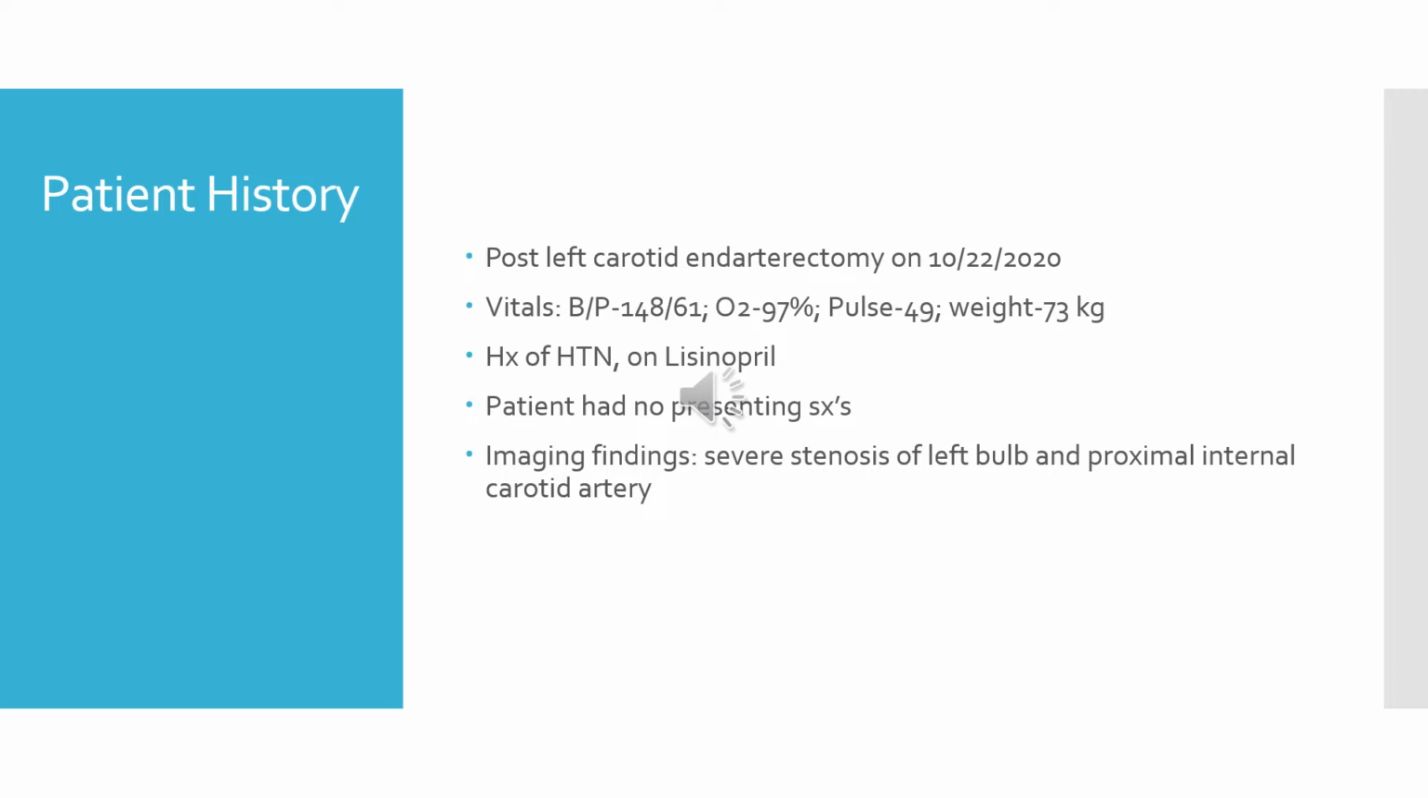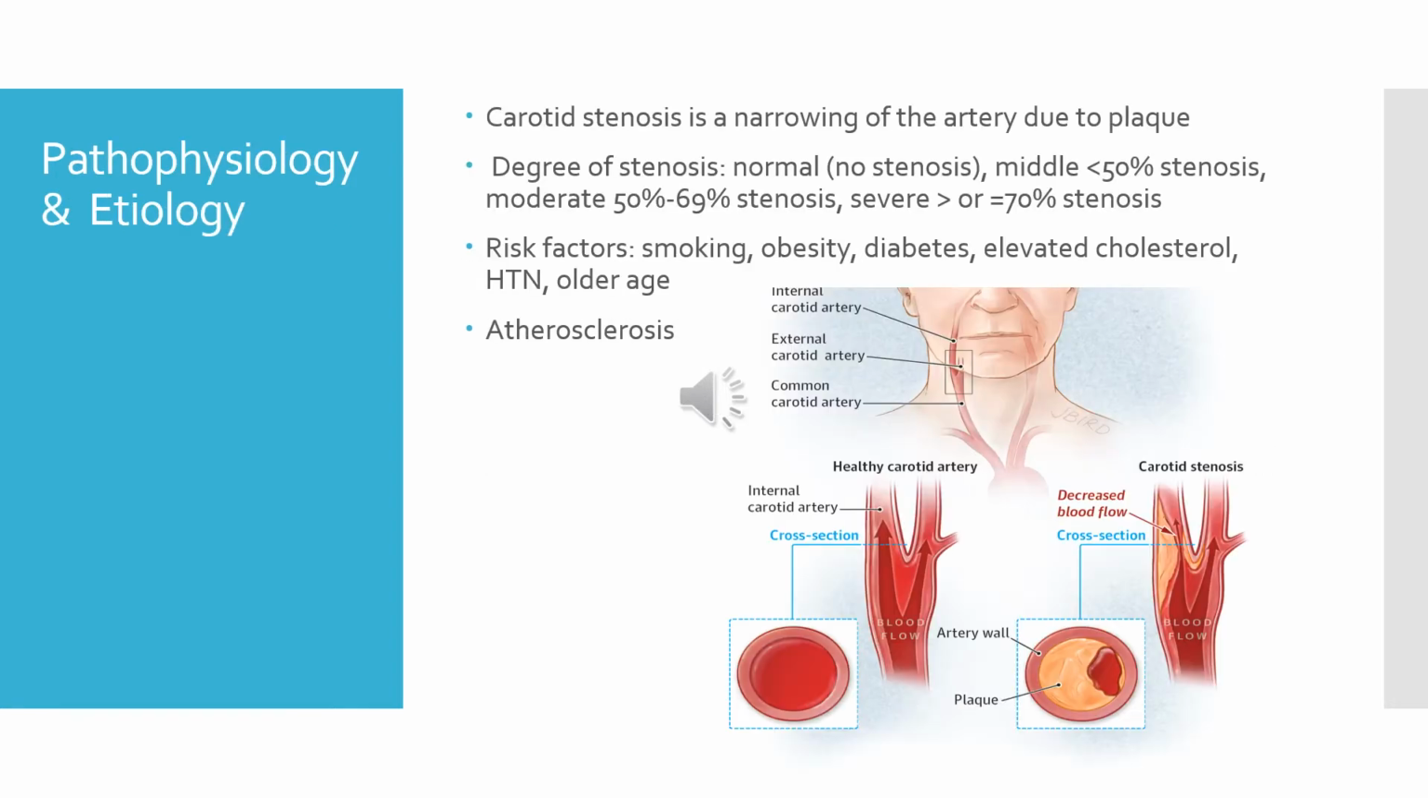His vitals were 148/61, oxygen was 97%, his heart rate was 49, and his weight was 73 kilograms. He did have a history of hypertension and is on lisinopril. When he came in for the procedure, he had no presenting symptoms. The imaging findings were severe stenosis of the left bulb and proximal internal carotid artery.